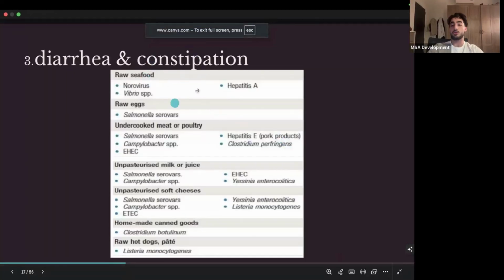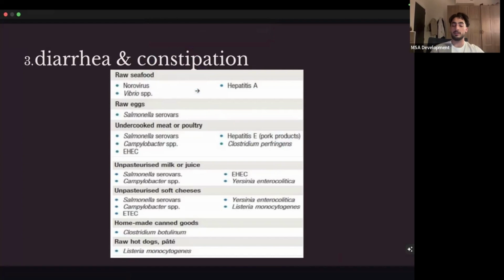And again, different sorts of food sources that can be a cause of infectious diarrhea. So raw seafood, classically with Hep A, also norovirus. Raw eggs with salmonella. We all know the salmon. You get salmonella from eating raw eggs, so that's where it comes from. Undercooked meat or poultry, very important to know. EHEC, extremely important because it might cause a more severe disease course than some of these other infectious agents.